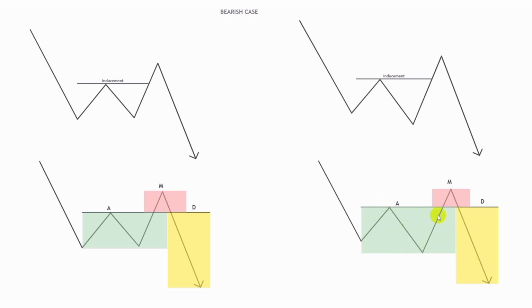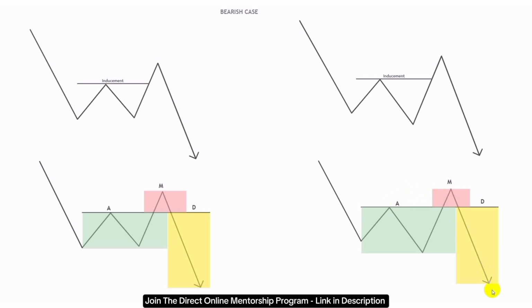Now we have the push of price to the upside, giving us the manipulation, because this took out all stops, giving us a false breakout. And then now we have the distribution to the downside. So this is the concept of inducements in a bearish scenario.